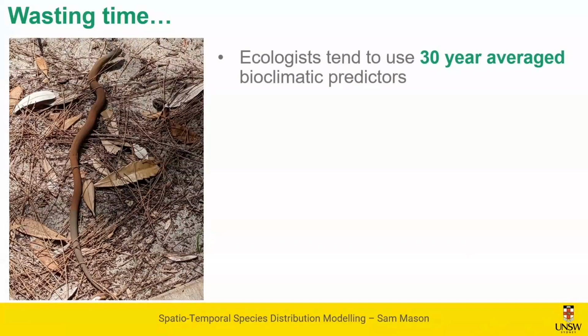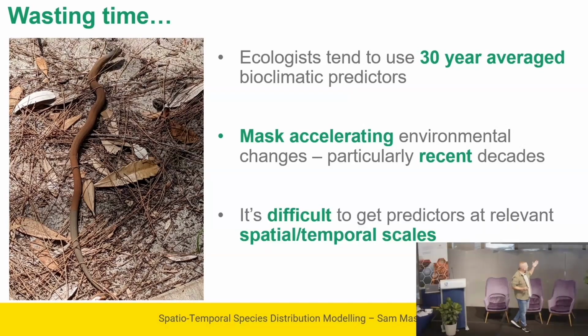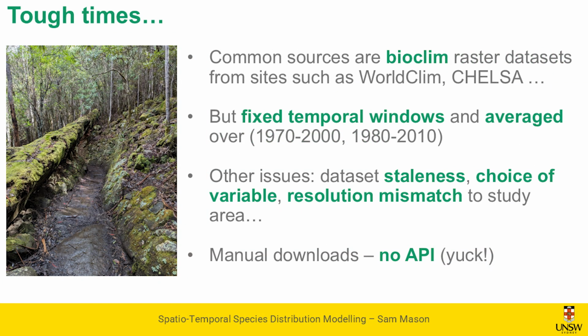All right, so ecologists tend to use these 30-year data sets that are available for free, and the problem with these is that they mask the accelerating changes that have happened in the climate, particularly since about 1990. So it's quite difficult to get predictors at the relevant spatio-temporal scales as well. The common sources are these BioClim raster datasets, WorldClim, CHELSA. Anyone who works in this area is kind of familiar with this stuff. But as I said, these are fixed temporal windows, and they're averaged over these fixed 30-year time periods.